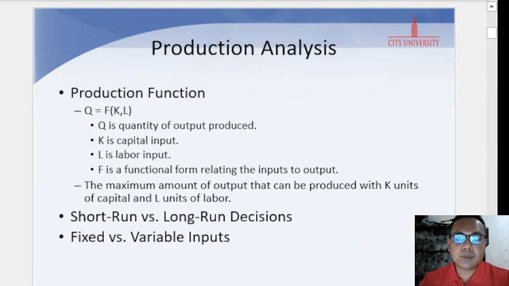So the technology available for converting capital and labor into output is summarized in the production function. The production function is an engineering relation that defines the maximum amount of output that can be produced with a given set of inputs. Mathematically, the production function is denoted as Q = F(K, L), where Q is the quantity of output produced, K is capital input, L is labor input, and F is the functional form relating the inputs to output.